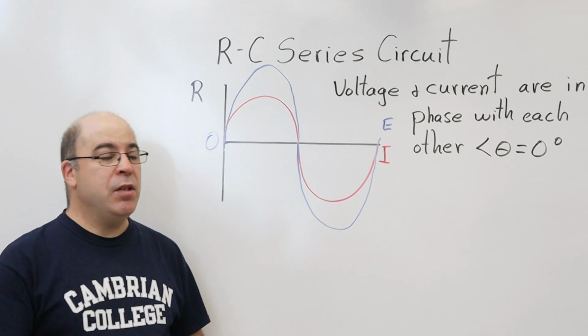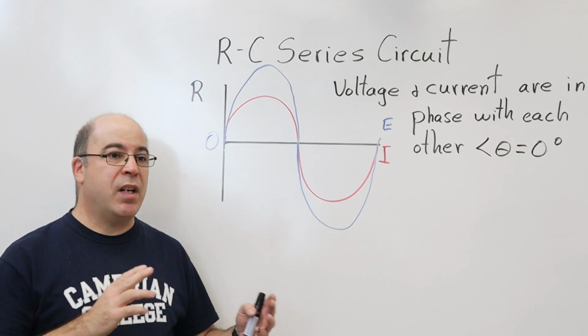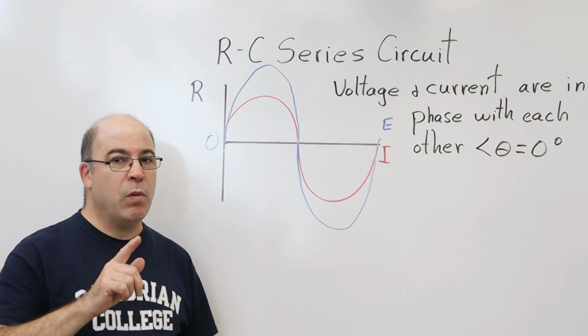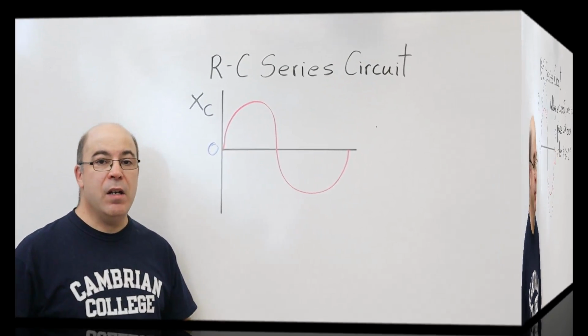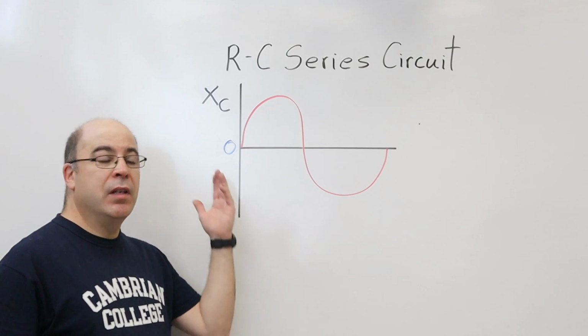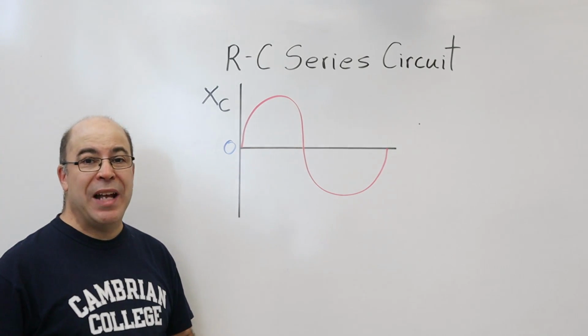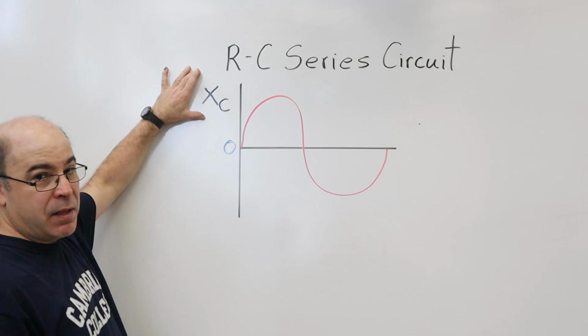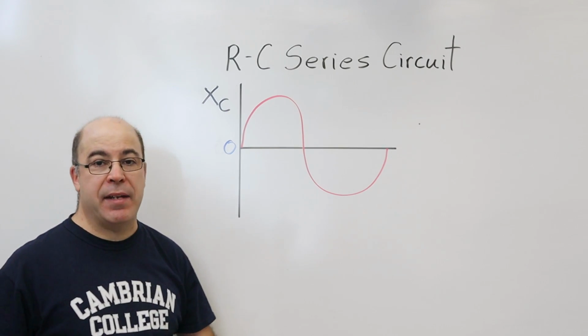Now we're going to proceed to doing the same thing, but across the capacitive load module. So I'll be right back. Now we're looking at what would be the voltage and current relationship across the capacitive load module, identified by the X sub C, which stands for capacitive reactance.